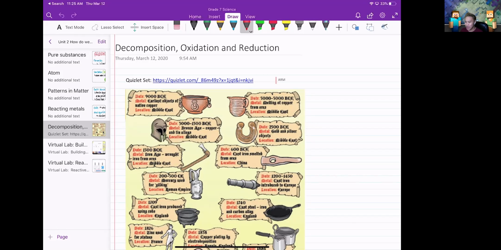Now, how about reduction? So decomposition is a chemical reaction that breaks down compounds into simpler products. And oxidation is a chemical reaction where a substance is combined with oxygen. Again, an example is rusting.